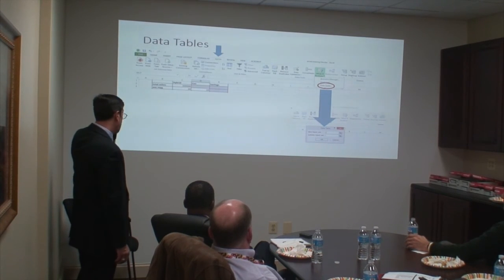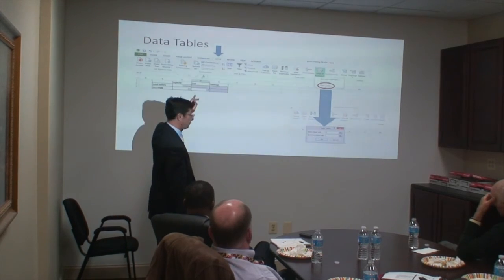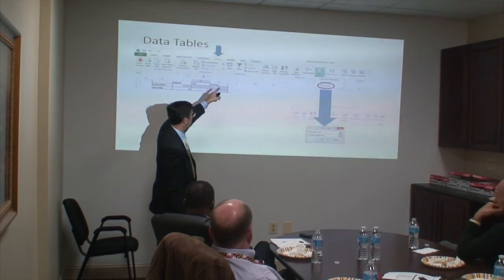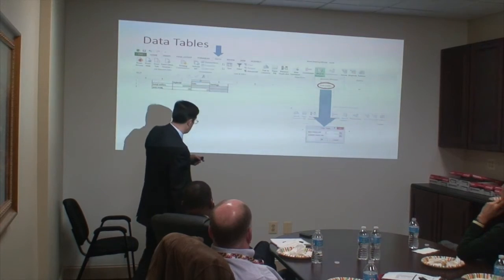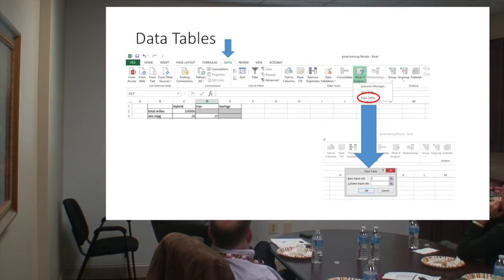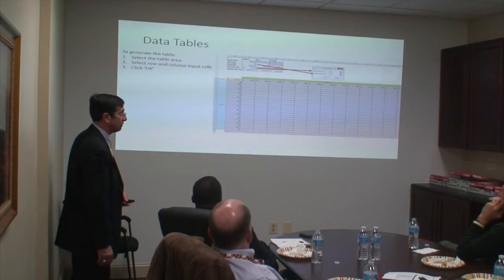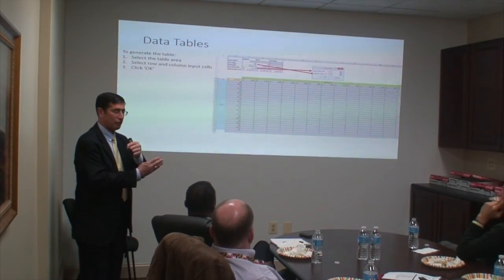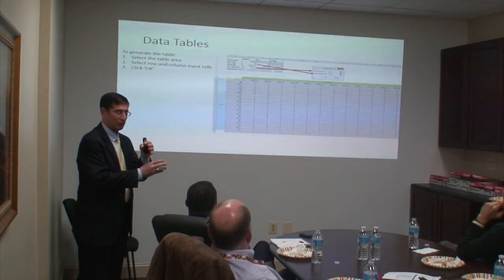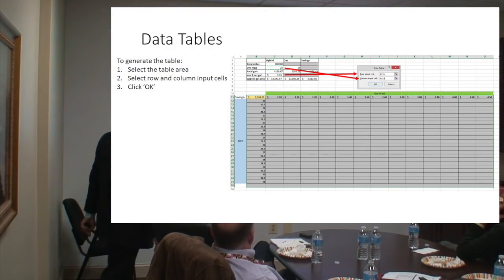Once you've set up the table, you go under the data menu to data table, and you get that pop-up that says, okay, what's the row input cell? What's the column input cell? And of course, like everything, they're reversed. The row input you would think would be the column input, and the column input what you would think would be the row input.